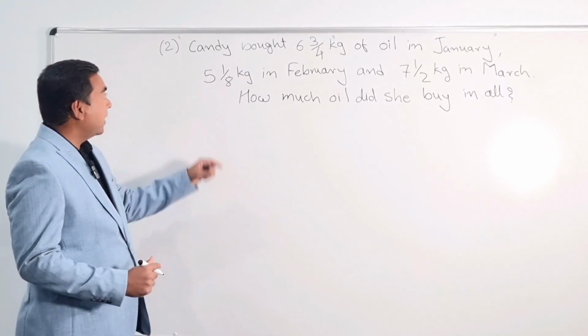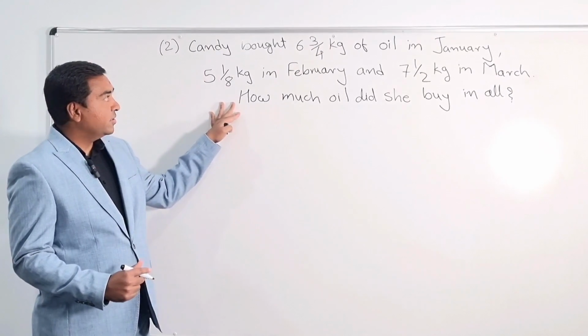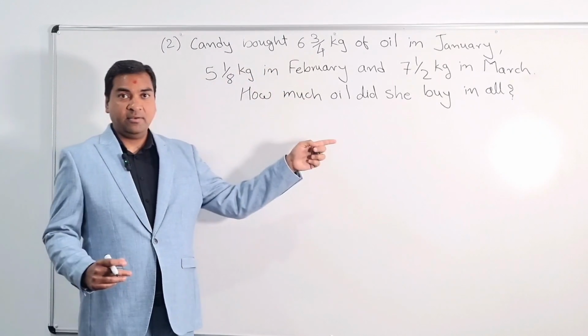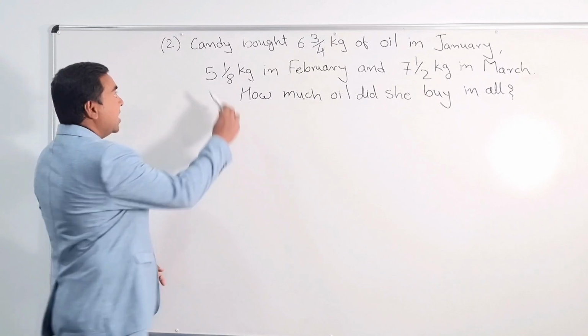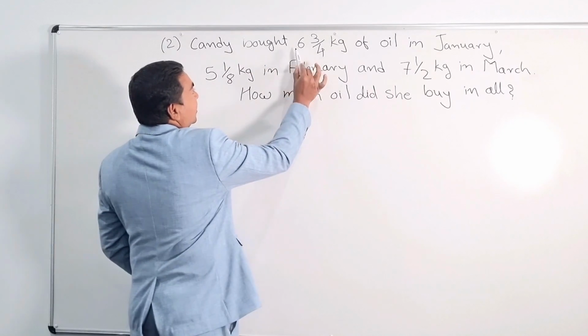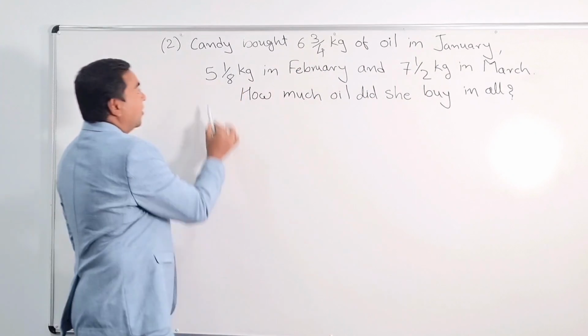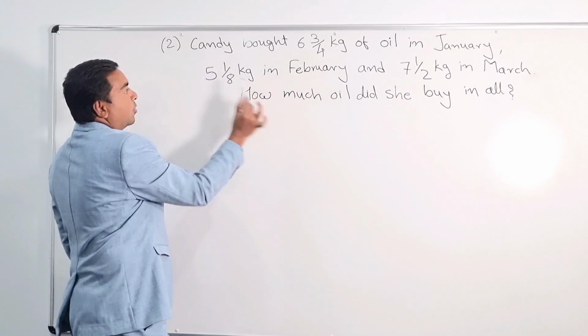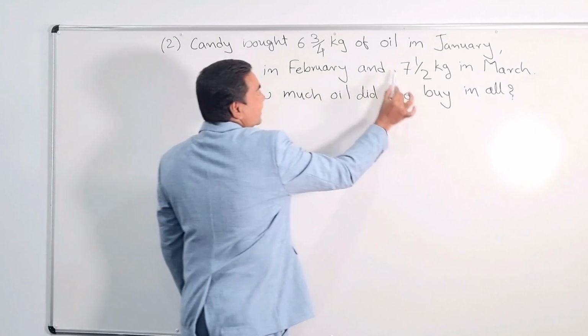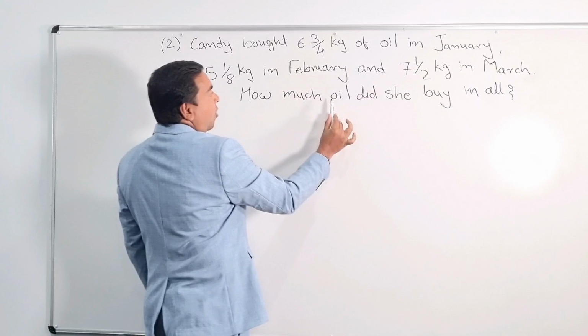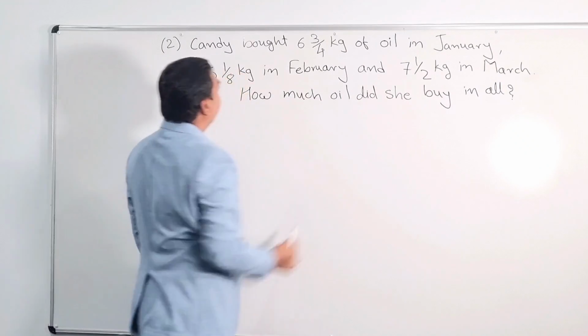Question number 2. So in this particular question, we'll be dealing with adding mixed fractions. So let us read the question first. Candy bought 6 3 upon 4 kilogram of oil in January, 5 1 upon 8 kilogram in February, and 7 1 upon 2 kilogram in March. How much oil did she buy in all?